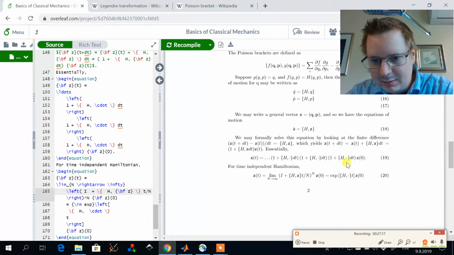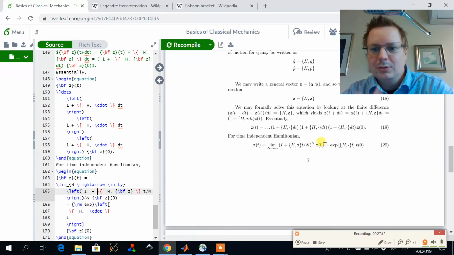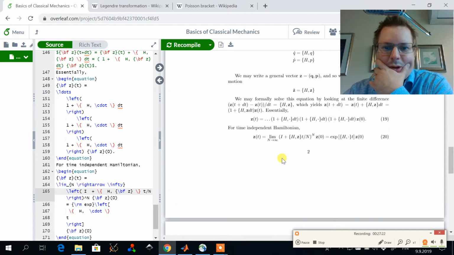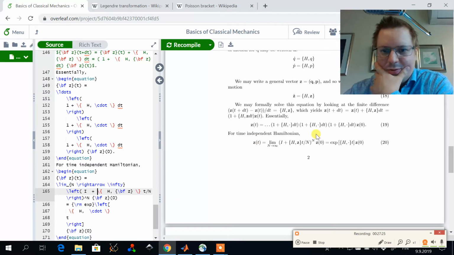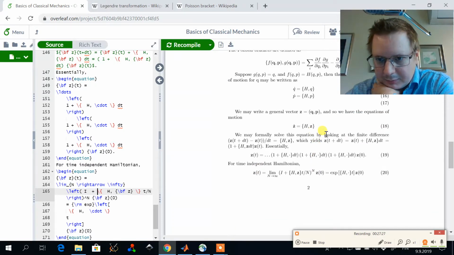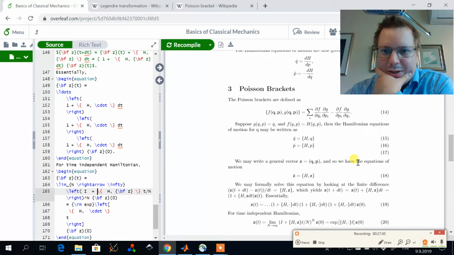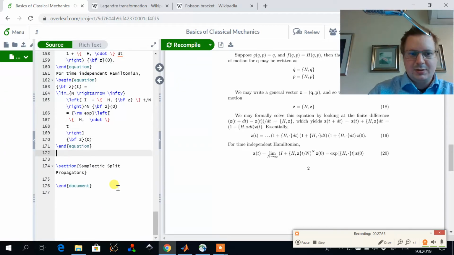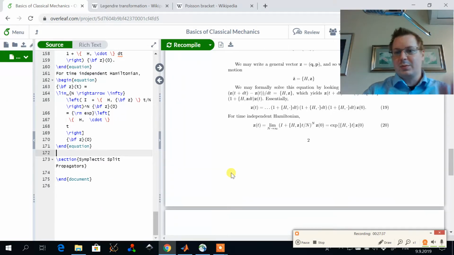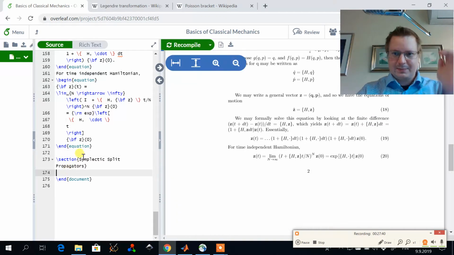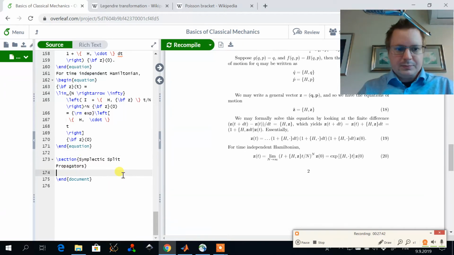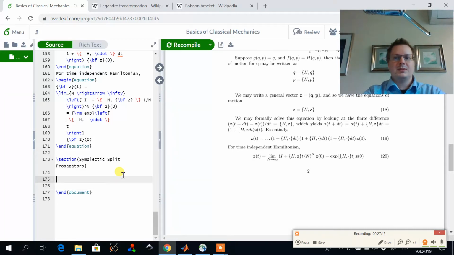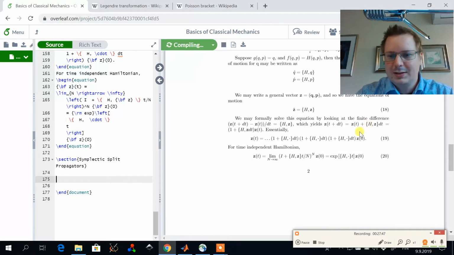And then, so now the problem, of course, is how to make things numerically stable. So let's go to the symplectic split propagator. I will show you what I did. Firstly, let's show that we can calculate this. This is an extremely complicated thing, since we have this abstract operator exponentiated.